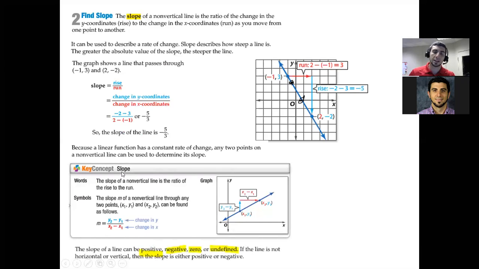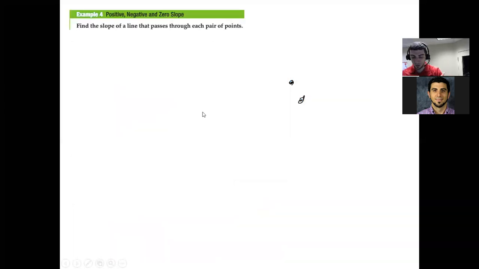So the slope of a line can be positive, negative, 0, or undefined, and we'll go through examples of those. If the line is not horizontal or vertical, then the slope is either positive or negative. The line can be flat or vertical. If it's neither one of those, it's going to have some diagonalness to it, and it's either going to have a positive slope or a negative slope, depending on whether the line rises from left to right or falls from left to right. So let's find the slope of the line that passes through each pair of points.